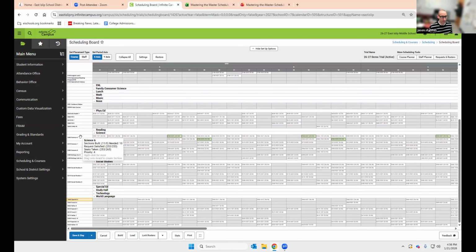I just loaded the 6th grade up. But look, this guy, it's telling me something because it's yellow. It's telling me that I need more sections because there's only 6 sections. So I would need to add here.